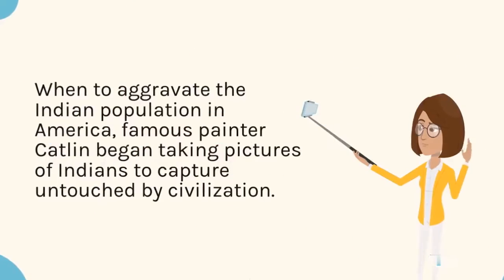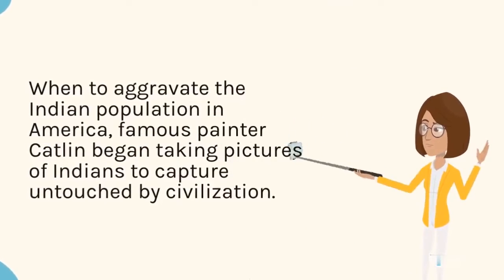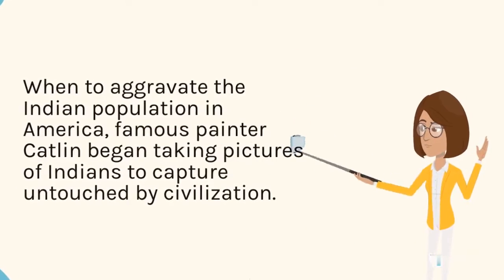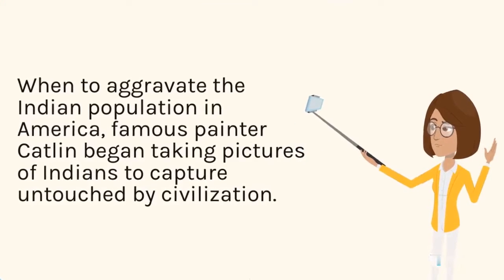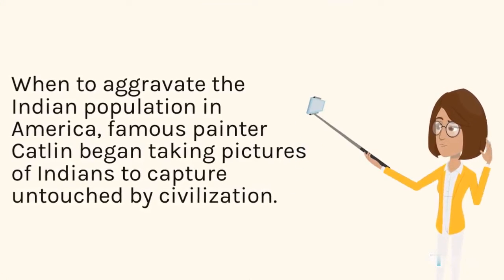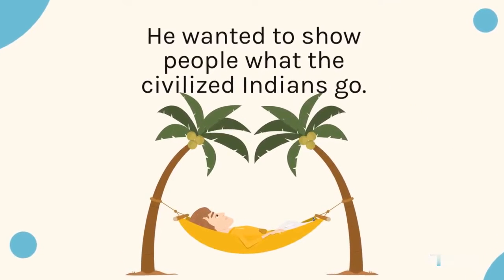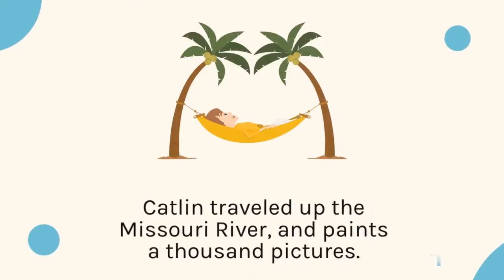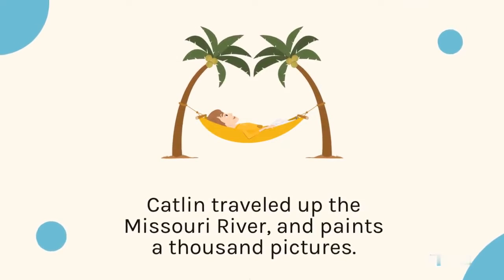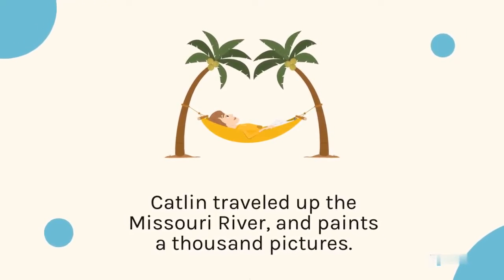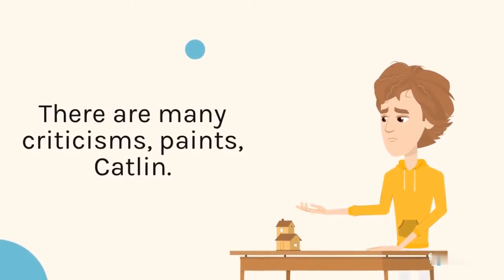When the Indian population in America was aggravated, the famous painter Catlin began taking pictures of Indians to capture them untouched by civilization. He wanted to show people what the uncivilized Indians looked like. Catlin traveled up the Missouri River and painted 1,000 pictures. There were many criticisms of Catlin's paintings.